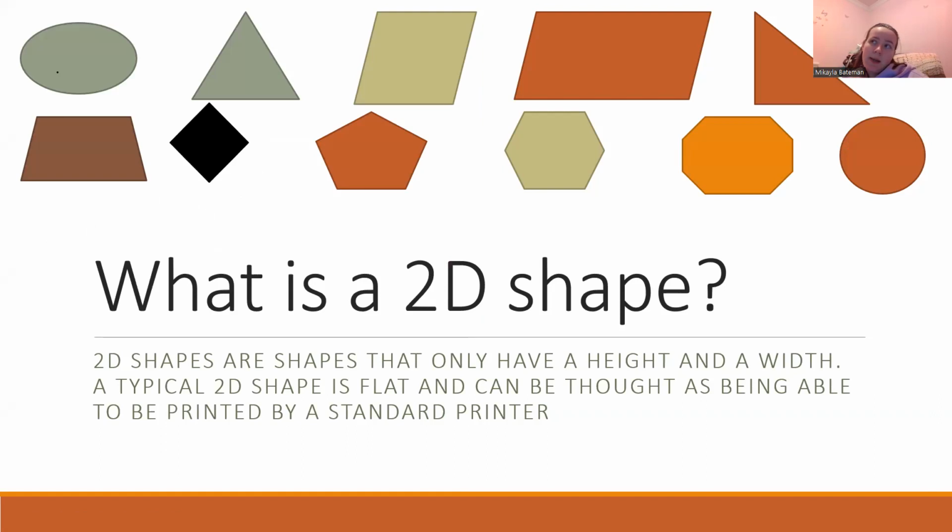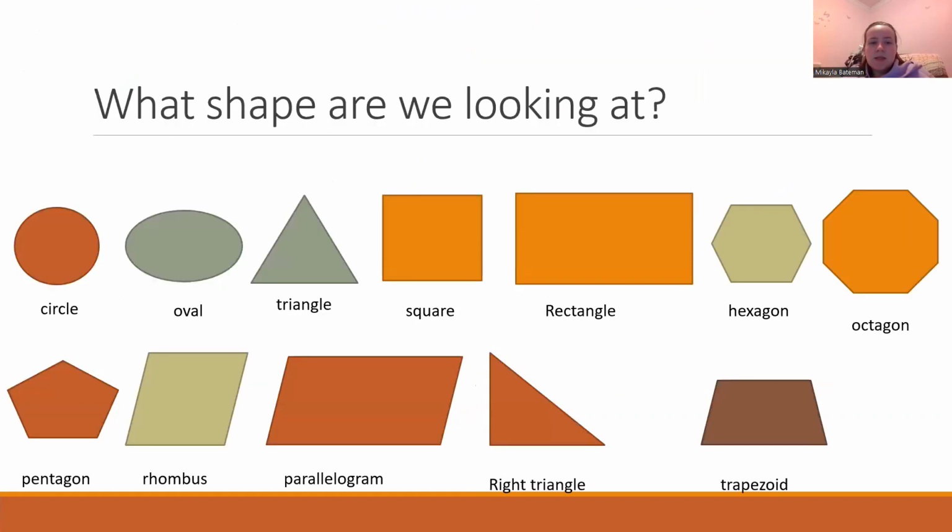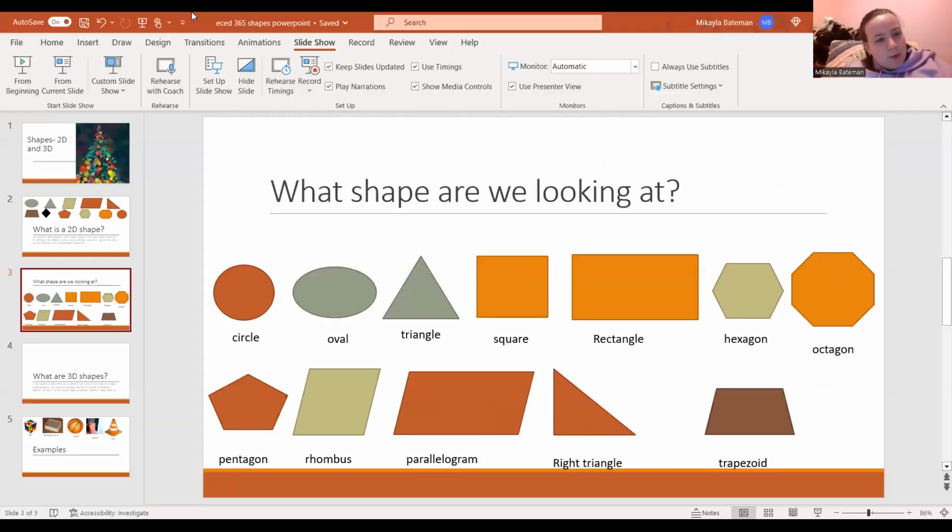Typically, in math, we would find the area of a 2D shape, which is the length times width. A typical 2D shape is flat, and we think of it as being able to be printed by a standard printer. Anything you can print on a piece of paper is 2D. Now we're going to talk about some examples of 2D shapes, and then we're going to click out here real fast. So we're going to do some drawing on here.